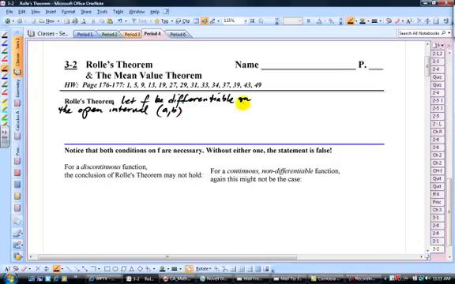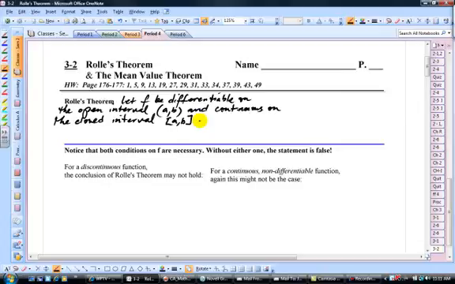So it's differentiable on the open interval from a to b, and continuous on the closed interval from a to b. The way you write a closed interval is using square brackets. By closed interval, I mean all points from a to b, including a and b. So closed is different than open. Closed includes the endpoints and open does not.